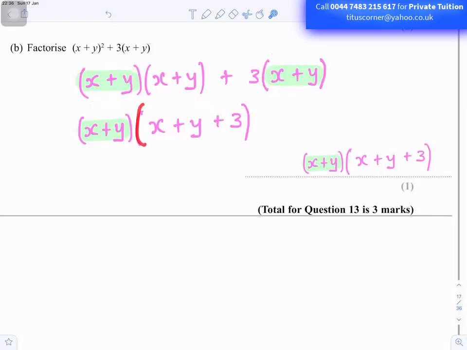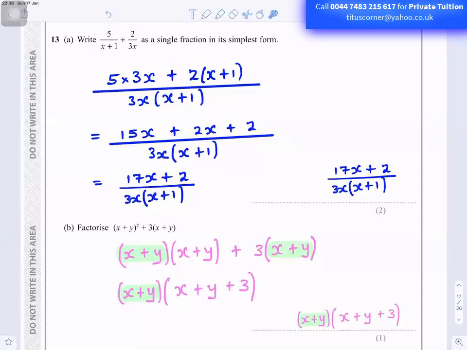And what we are left with is x plus y for the first term and 3 for the second. So your answer is (x plus y)(x plus y plus 3). So that's the complete answer for question 13, A and B.